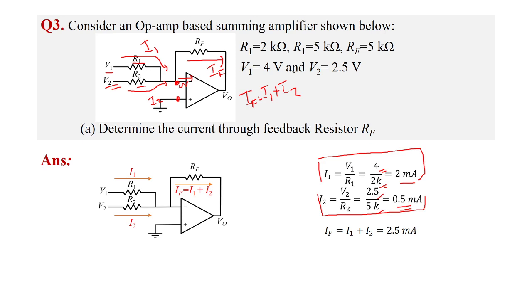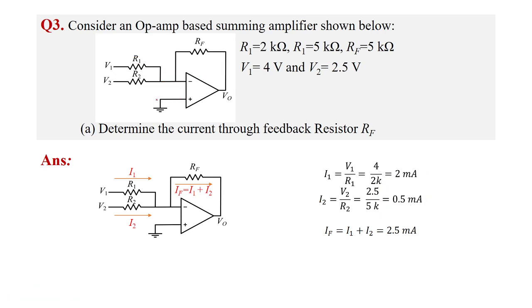And what is the current IF? IF is the summation of I1 and I2. By KCL, this current plus this current will be equal to IF. So IF equals I1 plus I2, which is 2 milliamps plus 0.5 milliamps. So this was the 3rd question.